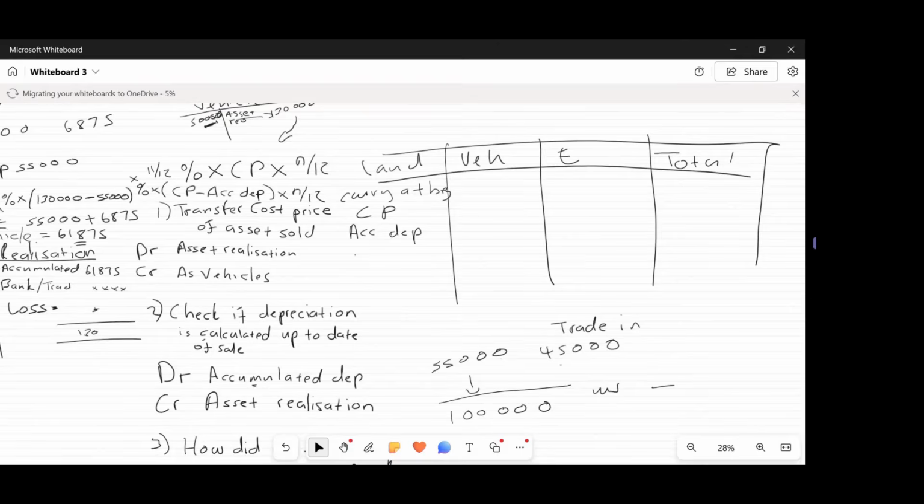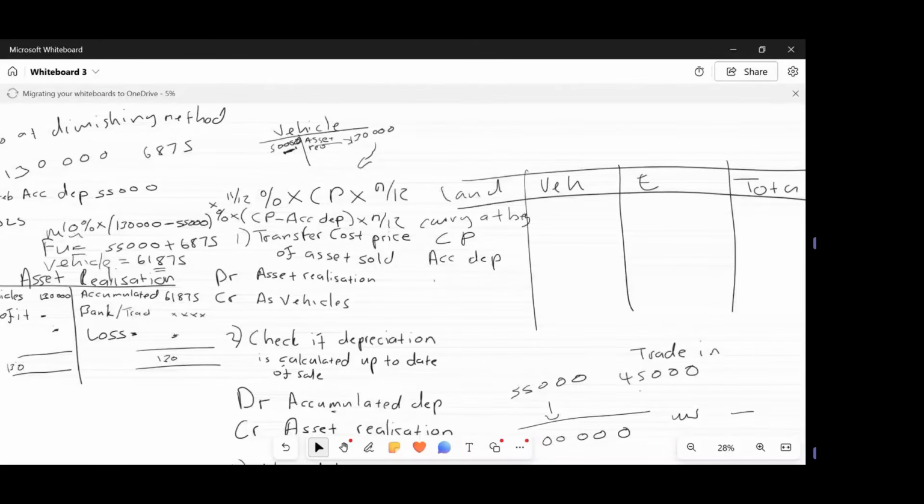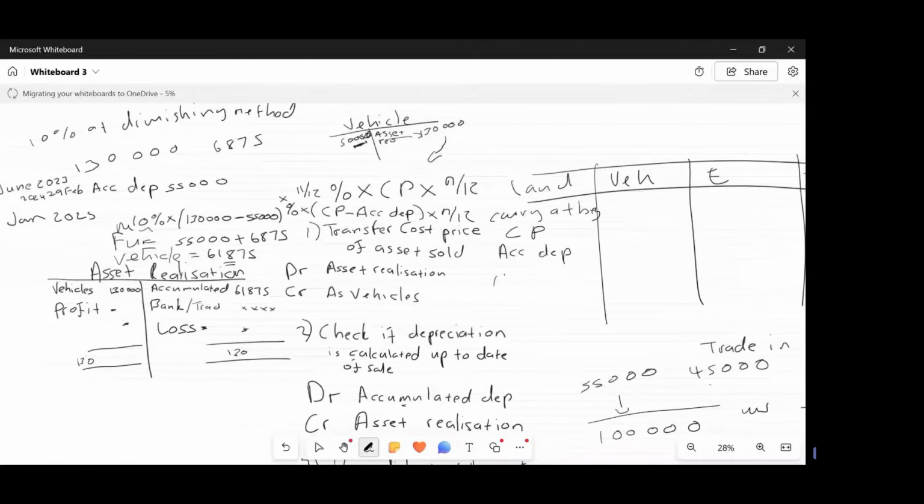is it asset sold? Let me just quickly check. So you have your carrying balance at the beginning, and then after that you have your cost price, and then after you have your accumulated depreciation, and then afterwards you have your what? Your asset sold. Let me just check.